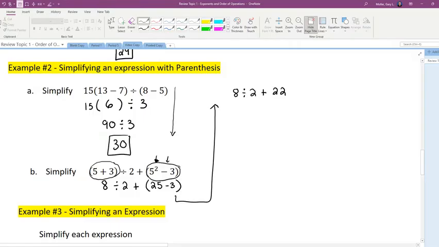So now I don't have any more grouping symbols, and so now I'm going to look at the problem as a whole. And I have, hopefully obviously, a division and an addition, and I know that division comes first. 8 divided by 2 is a 4, and so I'm left with 4 plus 22, and the answer would be 26.